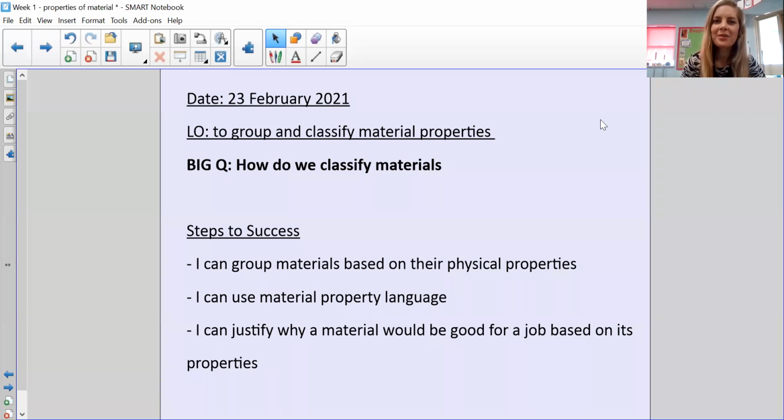Good afternoon, Year 5s, and welcome to your very first science lesson. We're going to be looking at properties of materials this term, and it's really fun and exciting because this is where we're going to be doing a lot of investigating and being able to do some experiments.